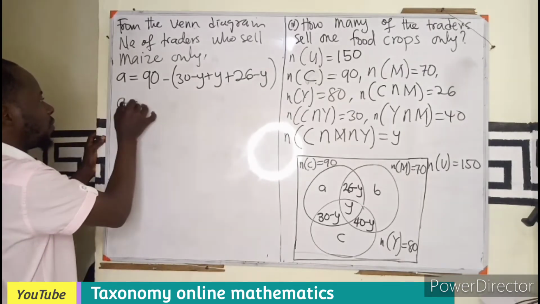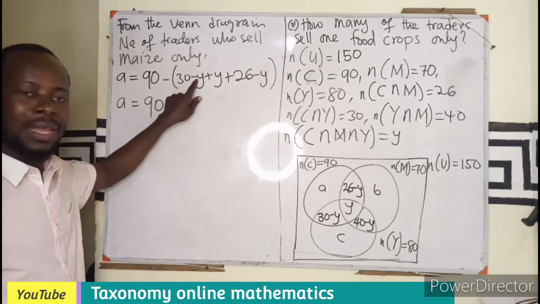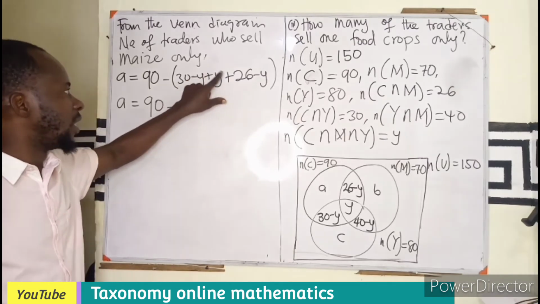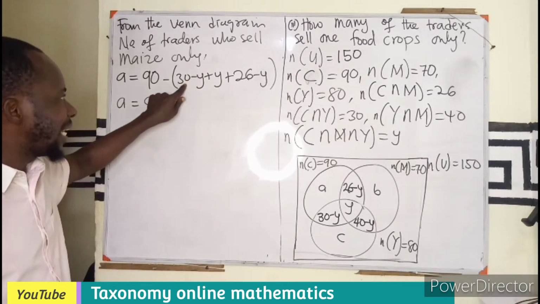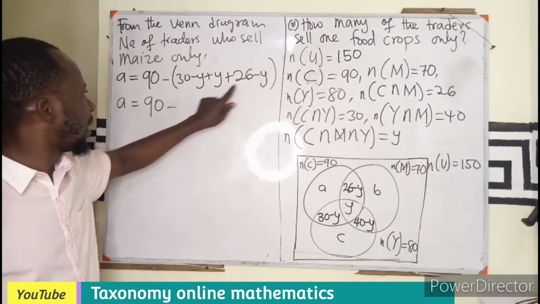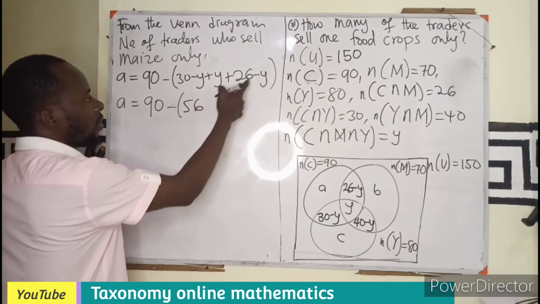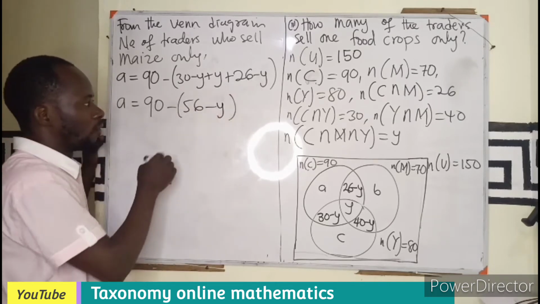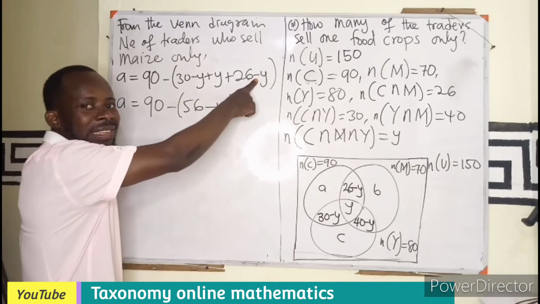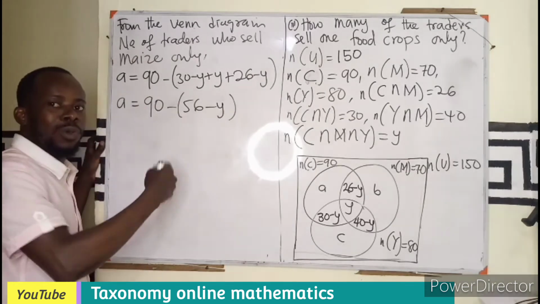Alright, so A is going to be 90 minus, I believe, minus Y plus Y will cancel to give us 0. So this place is 0. So I'm left with 30 plus 26 minus Y. And that will be 56 minus what? Y. Don't forget I am using the bracket. If I open the bracket, then this sign will be affected. So maintain the answer, your final answer, before you open the bracket.